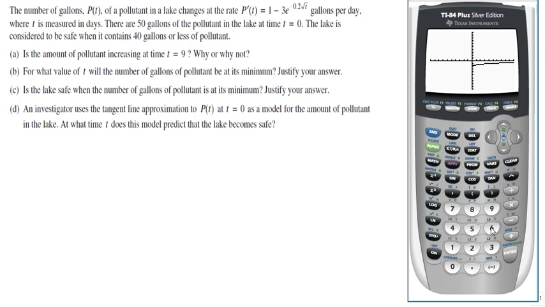And then I'm basically just looking for the value of this derivative function when t is 9. So I do second calc, and I'm not going to go to derivative because this is the derivative. I just want the value of this derivative when t is equal to 9, and the value of the derivative, which you can see, is negative 6.646.